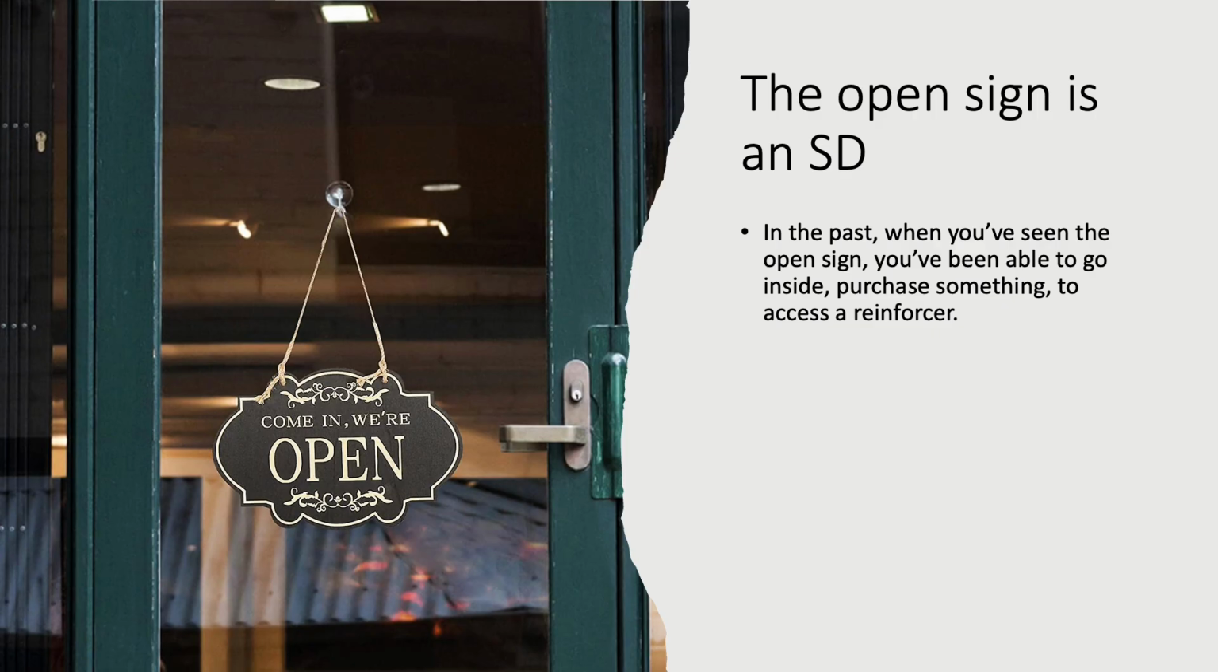So a simple example of an SD would be an open sign on a door of an establishment that you want to go into to purchase something. So let's say I want to purchase some clothing, and I go and I stand in front of this store that I'm trying to purchase from, and I see that they have the open sign. Well, in the past, when I've seen the open sign, I've been able to go inside. I've been able to purchase the clothes, which is my reinforcer. So I've been able to access my particular reinforcer.